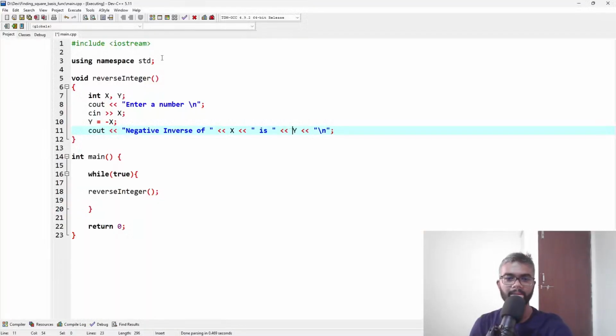Today I'm going to show you a piece of code, a very simple piece of code, that does not work for a particular input. Okay, let's go to the code.